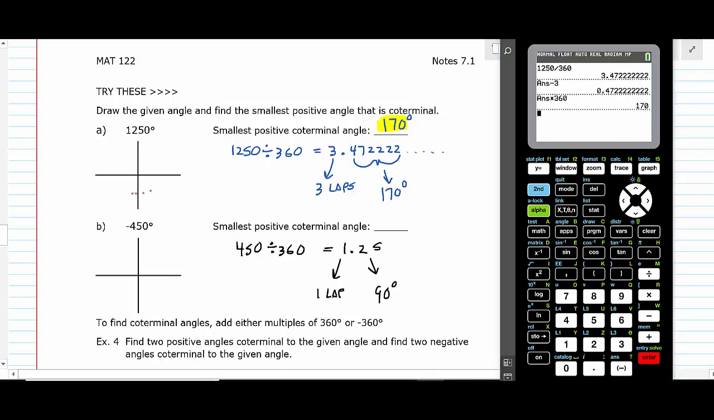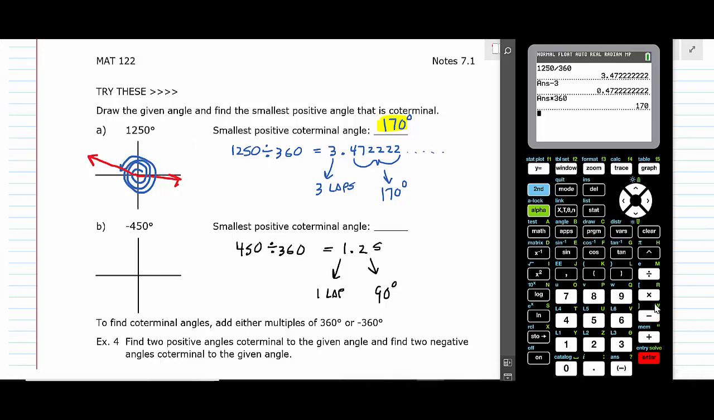So then for your graph, what you would do is you would start at the positive x-axis, and then go like this. You would have to do 3 laps. So I'm going to go like this. So there's 1, 2, 3, and then 170 more. So 170 more would be in quadrant 2. So that's roughly what your graph should look like.